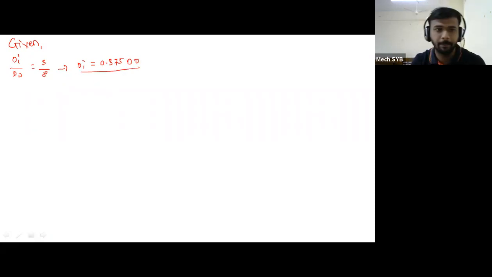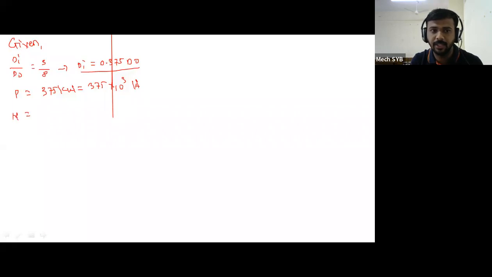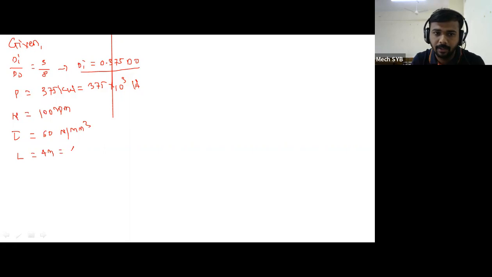Then what they have given: P, 375. Up to the Tmax calculation the procedure is the same, so you also start simultaneously along with me. P is 375 into 10 raised to 3 watt. N is given as 100 rpm. Tau is given as 16 Newton per mm square. Length of shaft is given as 4 meter, which is equal to 4000 mm. Theta is given in degree, we have to convert it in radian.